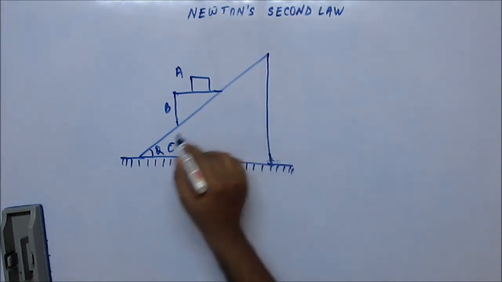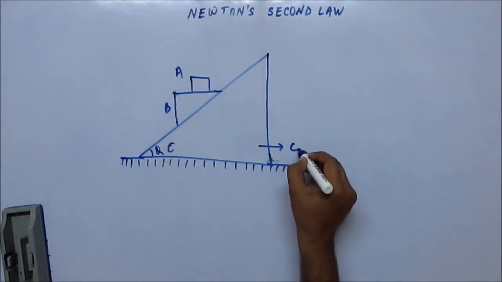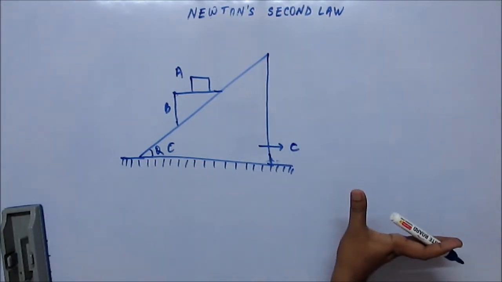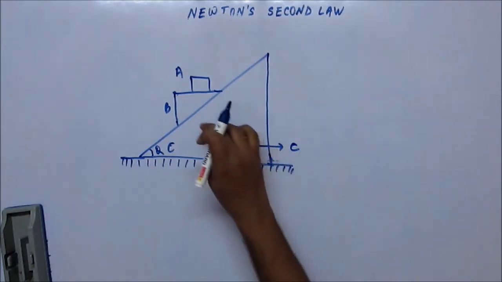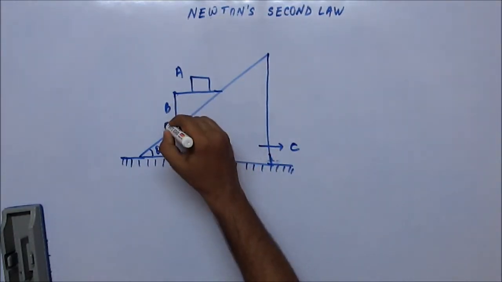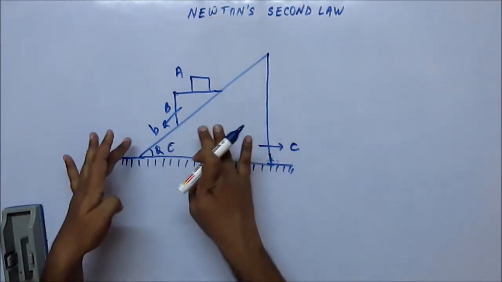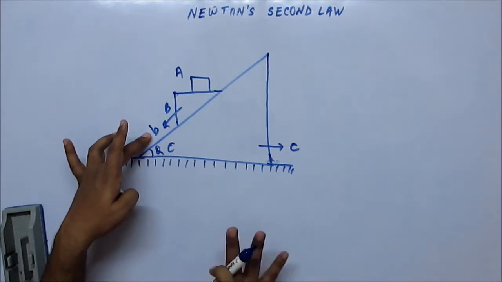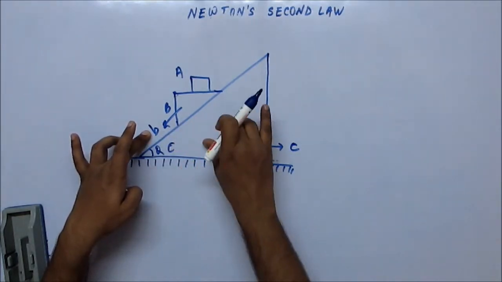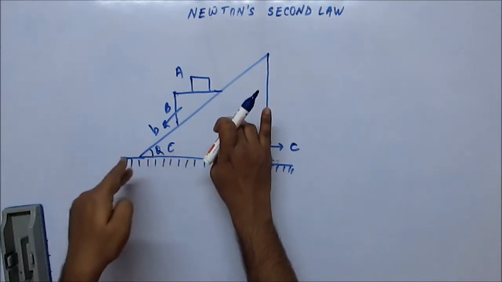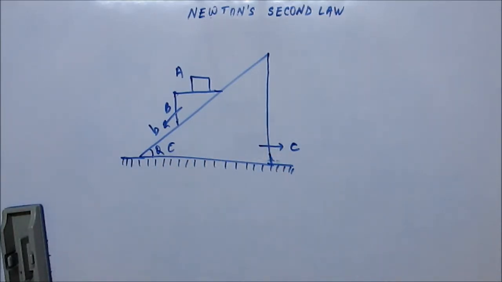Let the acceleration of this block C be C along the horizontal direction. And let the acceleration of this block B be B with respect to C down the plane. With respect to C, I have not taken B with respect to ground. This is with respect to C along the plane, along the inclination. And the question: how will A be moving? Will it be moving only vertically downward, or only horizontally, or will it have motion in both dimensions?